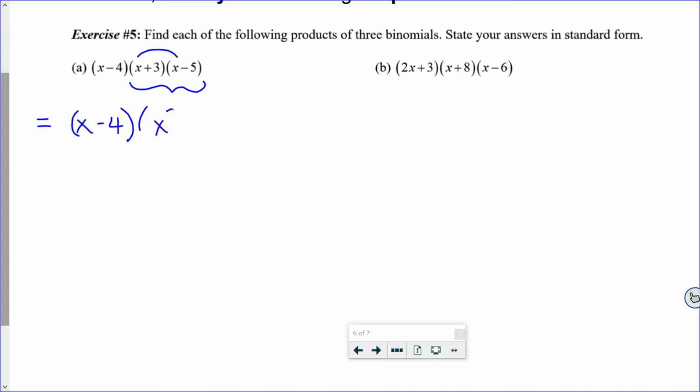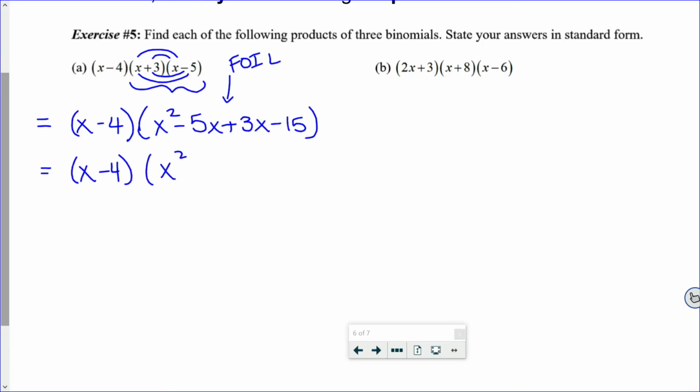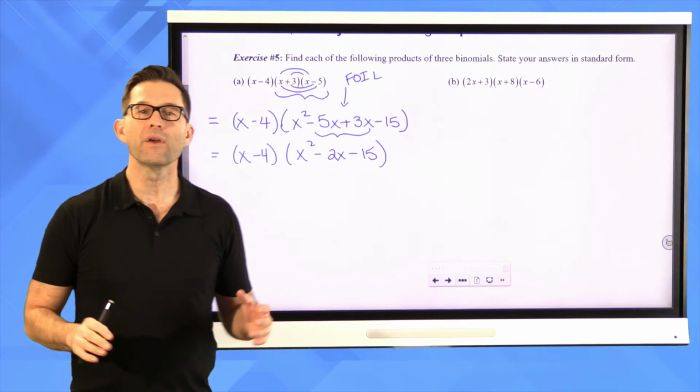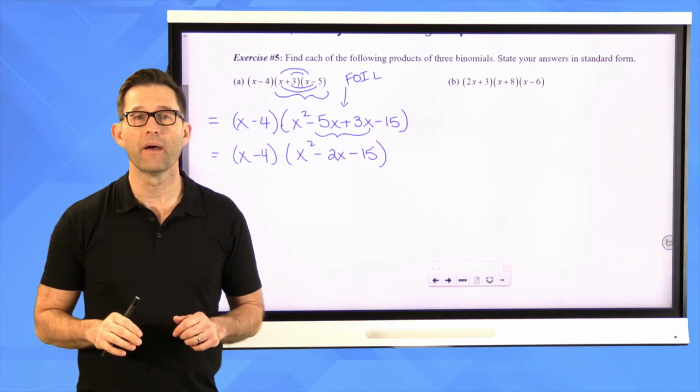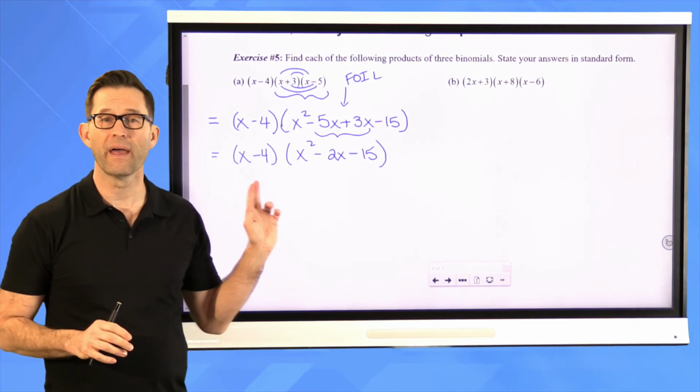x times x is x squared. x times negative 5 is negative 5x. 3 times x is positive 3x. And 3 times negative 5 is negative 15. So I did this using that first, outer, inner, last. All right, I'm still not doing anything with my x minus 4. I'm going to combine the negative 5x and the positive 3x to get negative 2x. Right, and then I've got that. Now that is really the equivalent of just multiplying the first 2 of my numbers together. I now need to multiply by x minus 4.